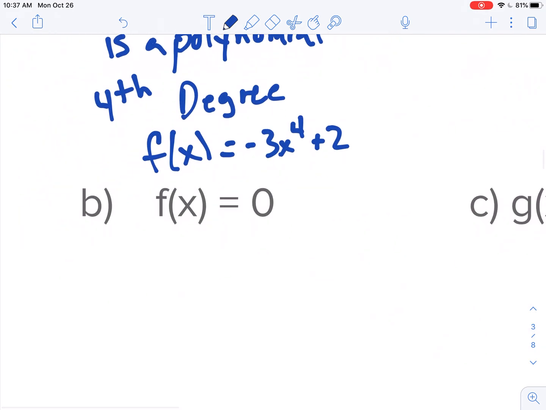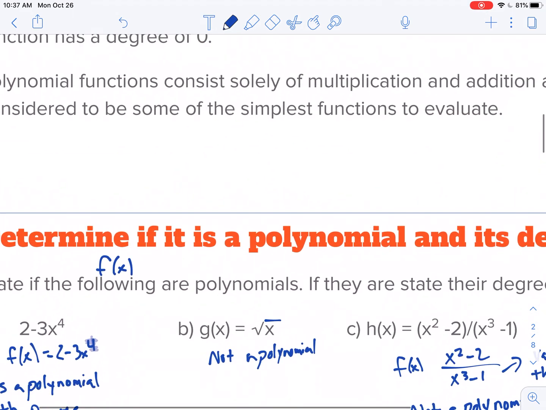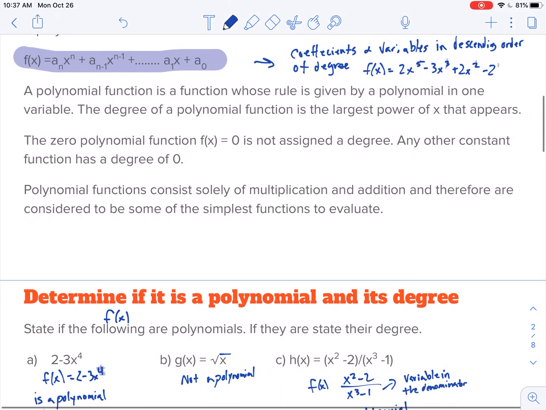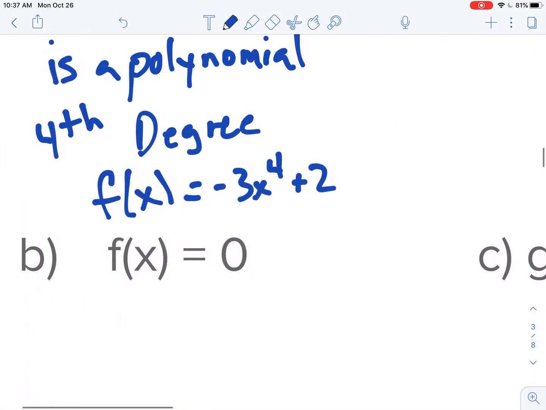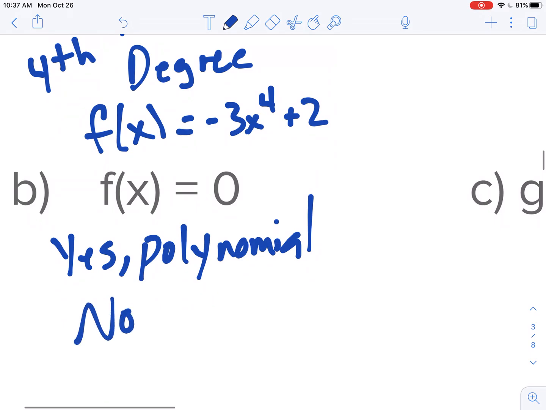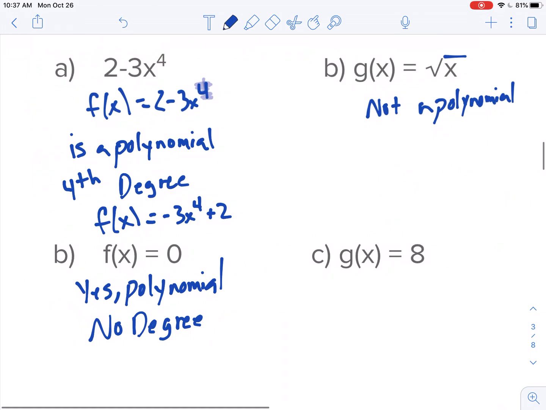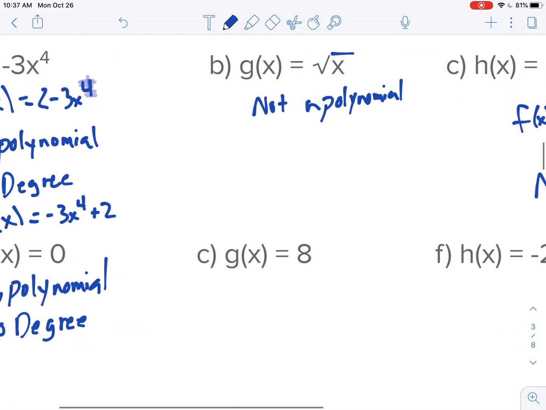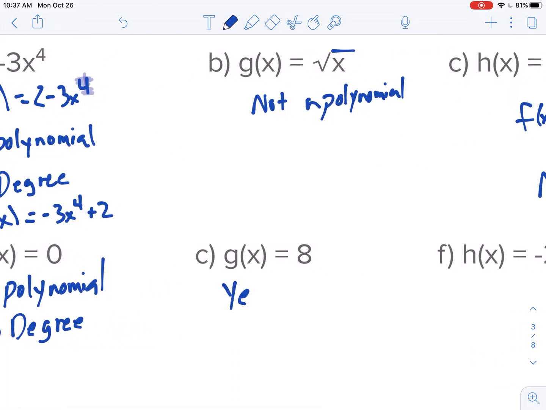f of x is equal to 0. As defined in the previous slide, f of x equal to 0 is a polynomial. So we say yes, polynomial. However, it has no degree. This is the one specific case. Now let me see if I have this example. Yep, g of x is equal to 8. This is also a polynomial.